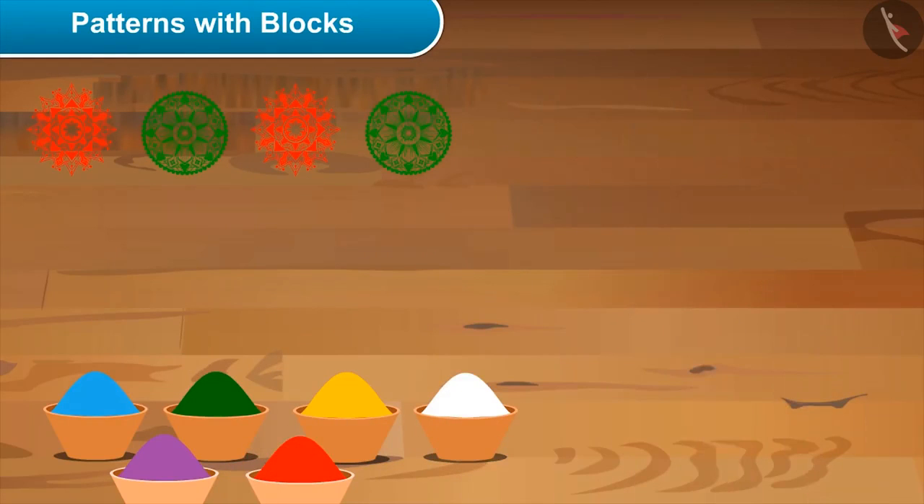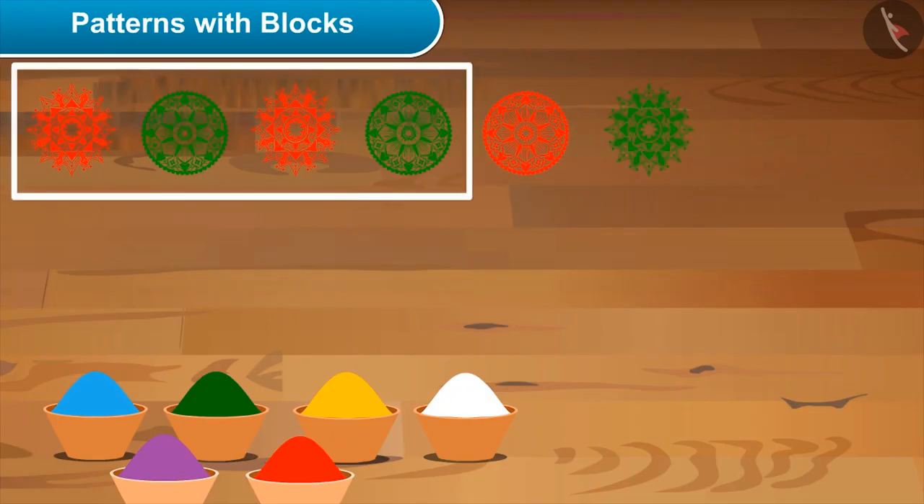Now try on your own. Like this? No, Akshay, not like this. First look at the pattern that I have made. Then try to figure out the rule and then follow it. So tell me, what is the rule of this pattern?